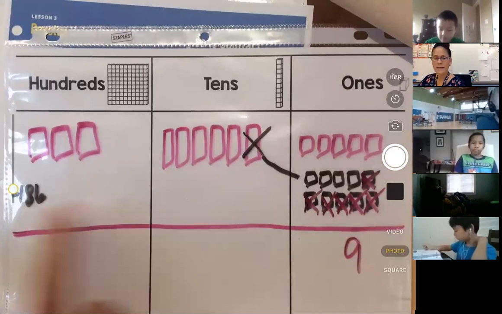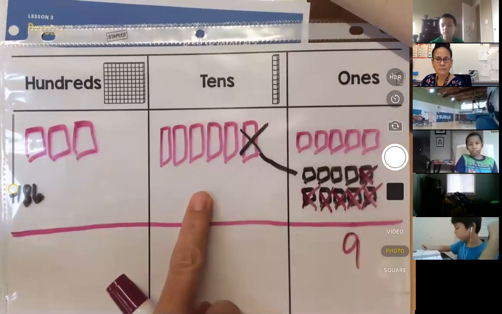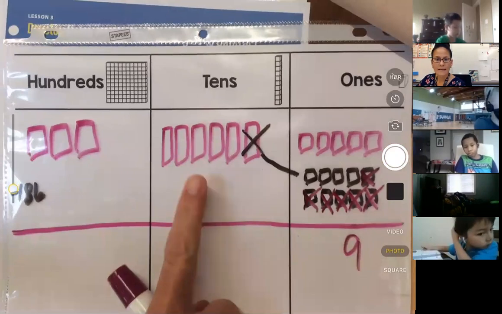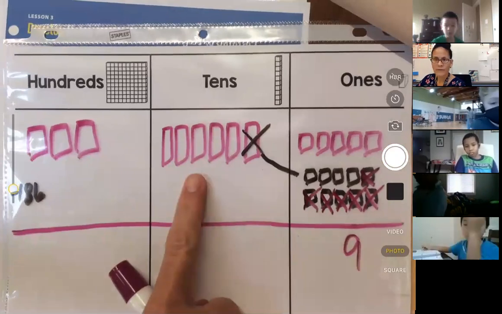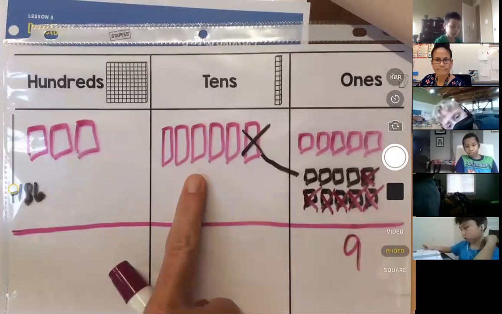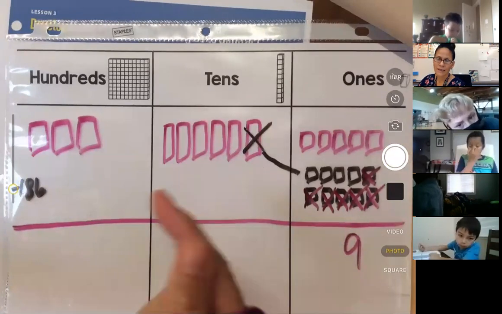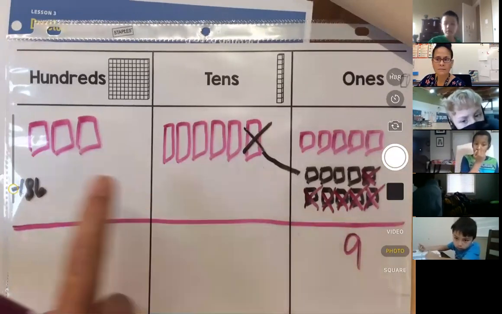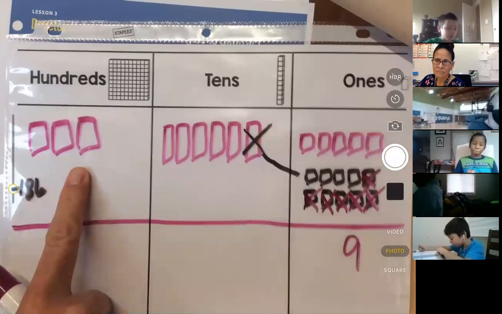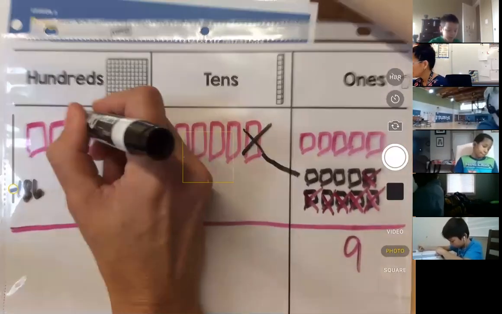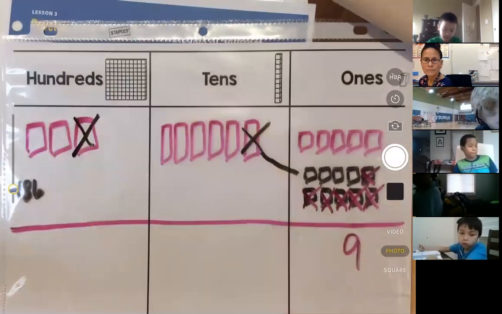I have 8 tens I need to subtract here. I don't have them. I can't take 8 away from 5. Can't do it. I need to regroup again. I need to go next door to my friendly hundreds and say, hey, what do you got? I need some. So once again, I'm going to regroup.